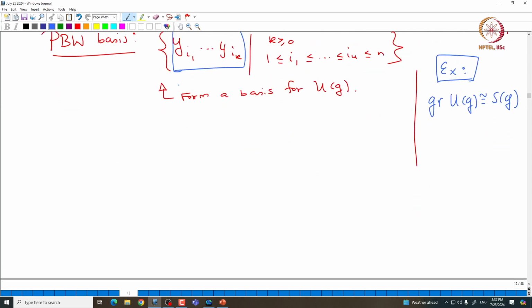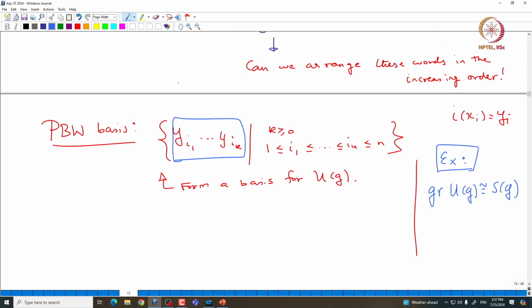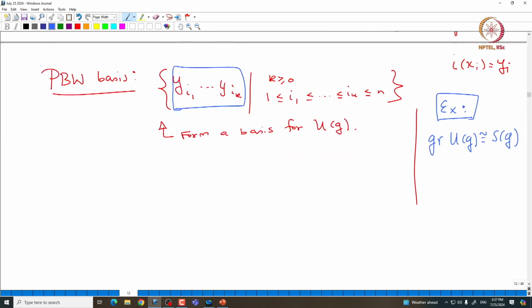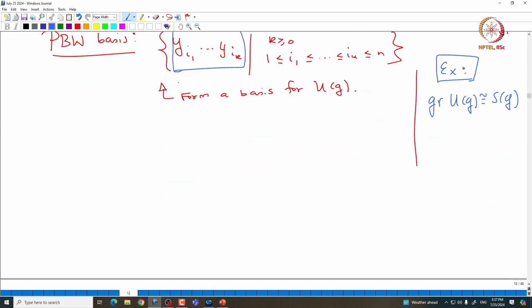Okay. So, I will actually prove only that this set spans UG. We will come to the proof of linear independence later. That is somewhat involved, but if we need that idea, maybe we will come back; otherwise we can skip that result.